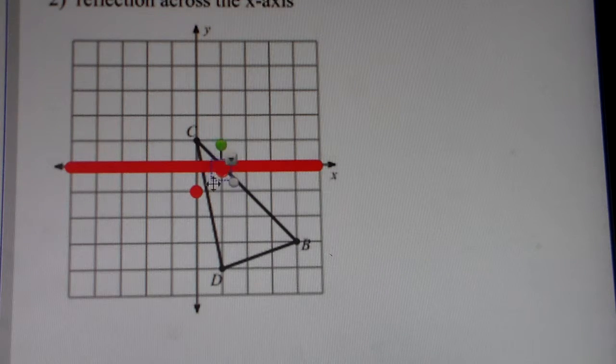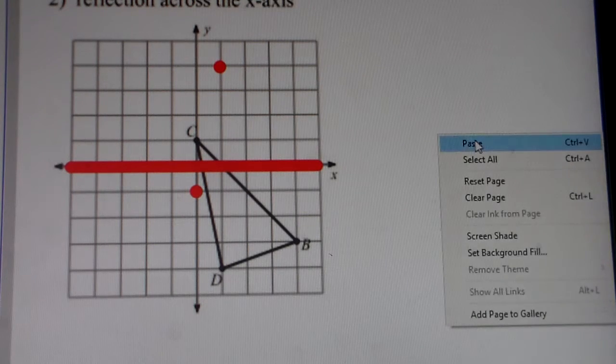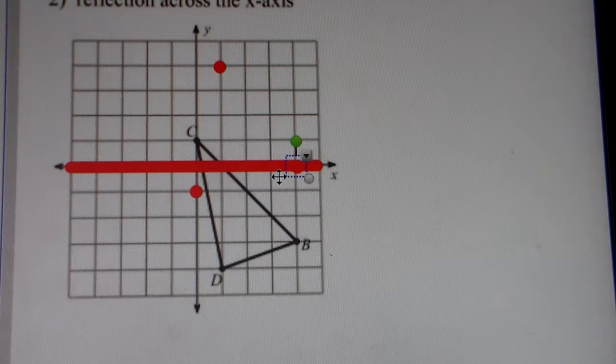My D is 1, 2, 3, 4 down. So the opposite of 4 down is 4 up. 1, 2, 3, 4. So my D prime is all the way up here. It's the reflection. B is 3 down, so the opposite of 3 down is 1, 2, 3 up. And that's my B prime. This blue triangle is the reflection across the x-axis of that black triangle. This is my C prime, this is my B prime, and this is my D prime up here. All right, that's number 2.